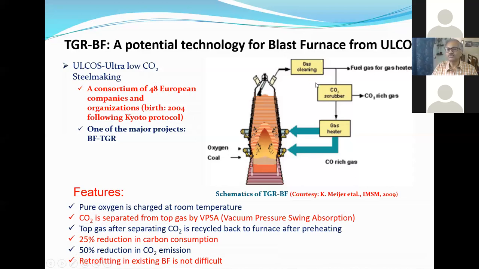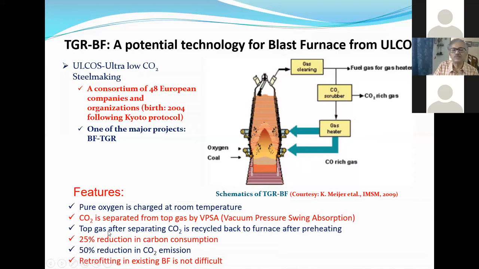And if the concentration of CO is higher in the exit gas, then it is better; you can carry out this process better. Then you have a gas heater, you heat it, and then you push it to the blast furnace. So CO2 is separated by VPSA, and then the top gas after separating CO2 is recycled back into the furnace, as I said, after preheating. Because in the process you lose some heat, and if you give some cold gas, then obviously the thermal load of the blast furnace will increase. It will basically disturb the process inside. That's why some heating should be there, such that it enters at the same temperature as the blast furnace where you are putting it.